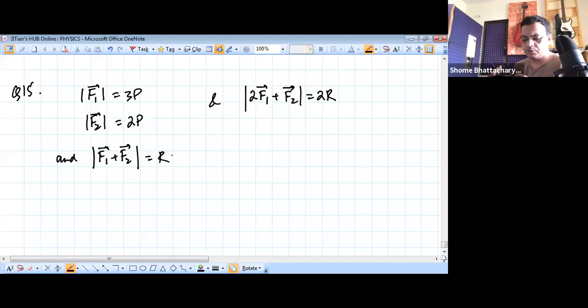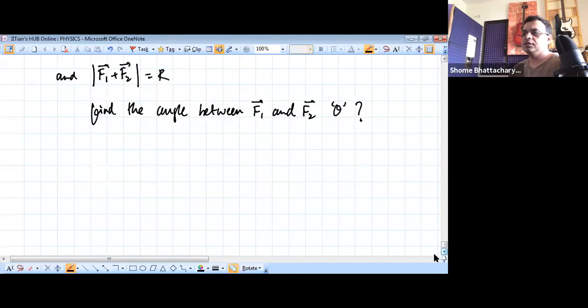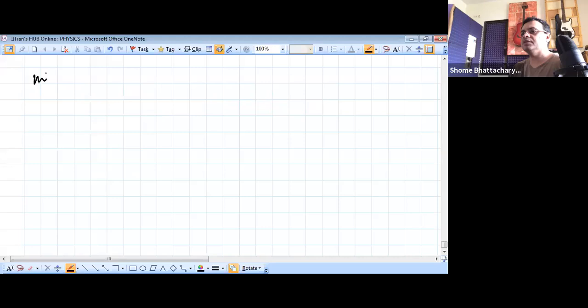Okay? Now, from this, what we have to do is find the angle between the two forces. We want to find the angle between f1 and f2, let's say theta. Okay. So again, we will do this question by both methods, geometrical method as well as the component algebra method. Let's take method 1 as the geometrical approach over here.